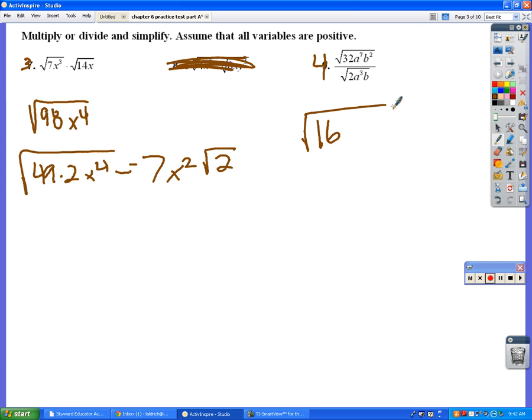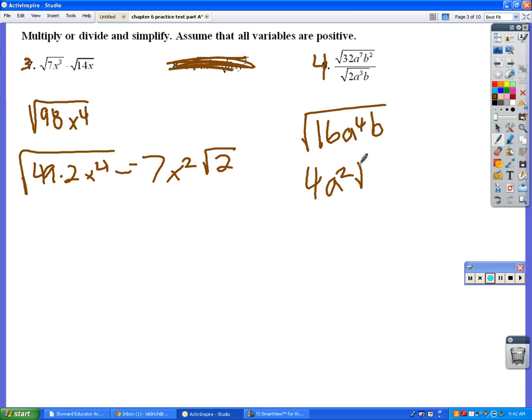Okay, so what's a to the 7th divided by a to the 3rd? What do you do with the exponents when you're dividing them? Subtract. And 7 minus 3 is 4. And then b squared divided by b, again I'm going to subtract, and so that leaves me with b. Okay? So now that I have that simplified, I can take the square root. What's the square root of 16? 4. What's the square root of a to the 4th? A squared.